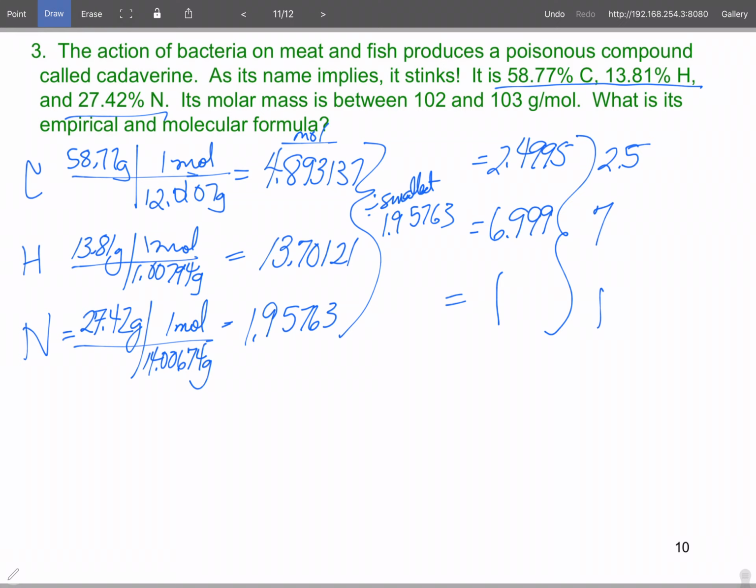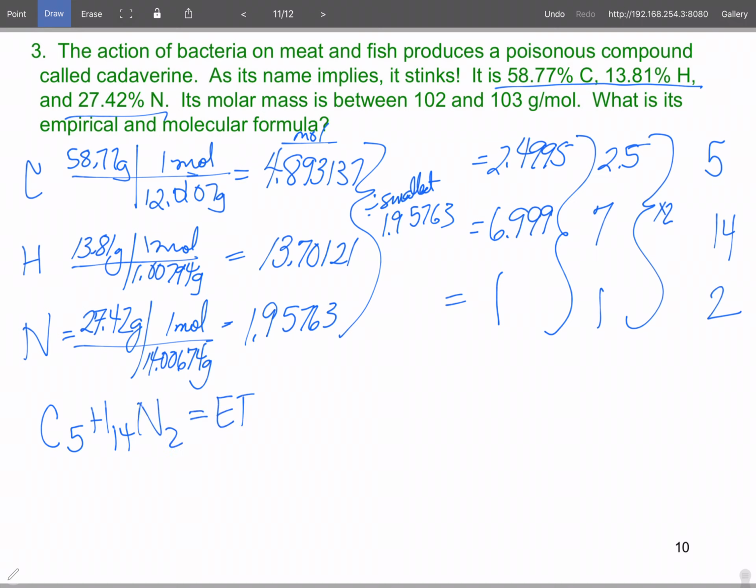Now, 2.49, you're like, wait, you can't round 4. No, you can round it to a 5, but you can't round the 5 from there. So because it's a 5 again, we're going to multiply it by 2. So we're going to get 5, 14, and 2. So C5H14N2 is your empirical formula.